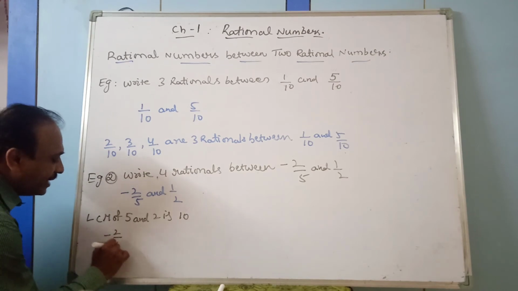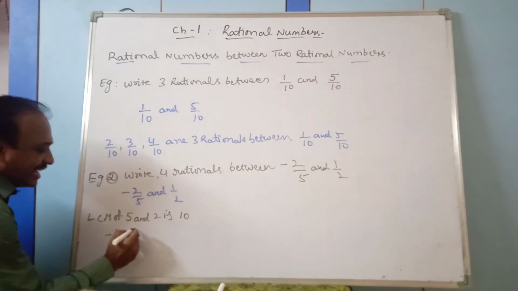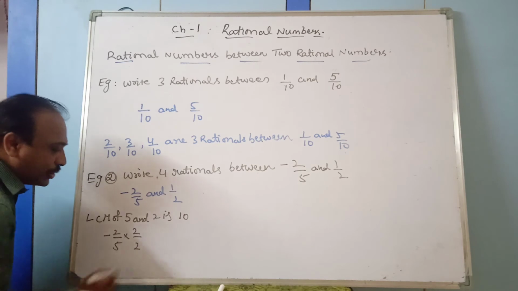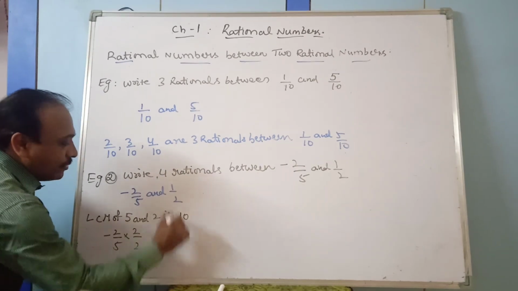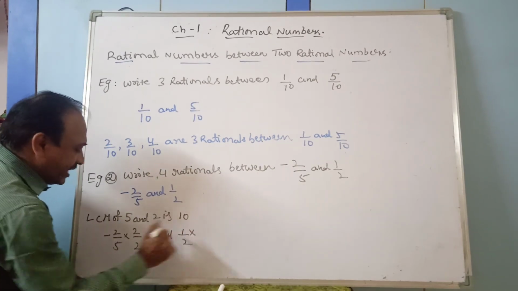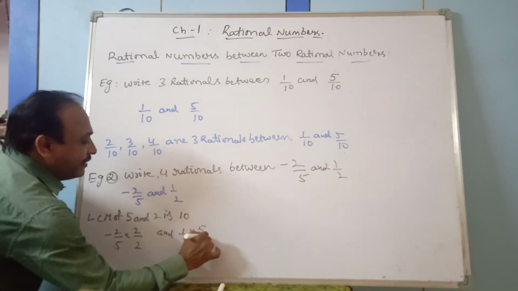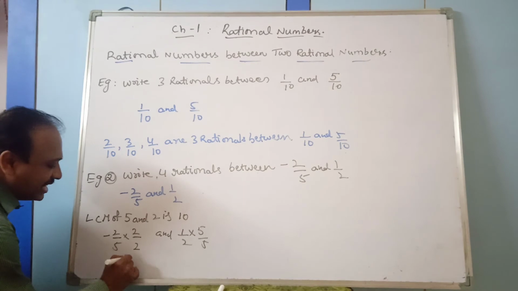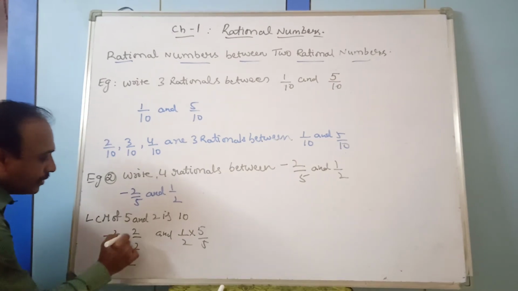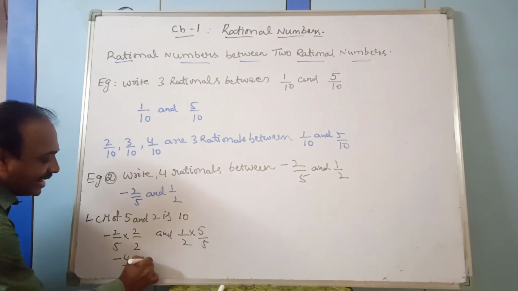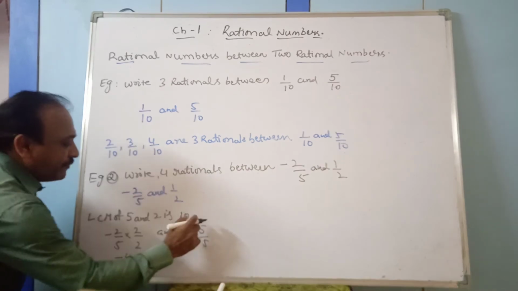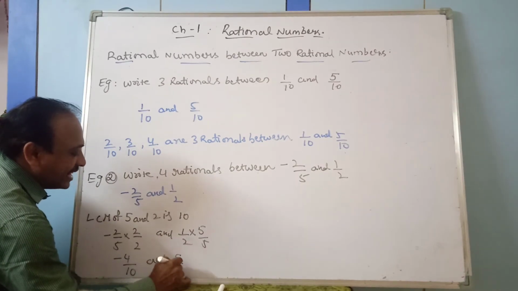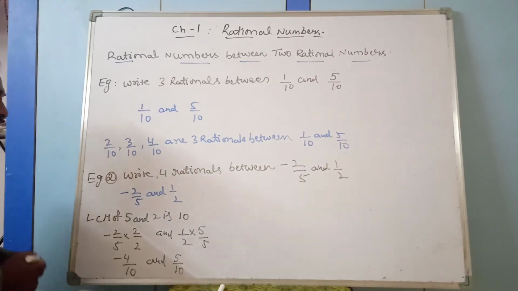So minus 2 by 5, making the denominator 10, we multiply with 2 by 2, and here 1 by 2, we take with 5 by 5. So now minus 2 into plus 2, minus into plus is minus, 2 twos are 4, so minus 4 by 10, and here 1 five is 5, 2 fives are 10. Now the denominators are the same.